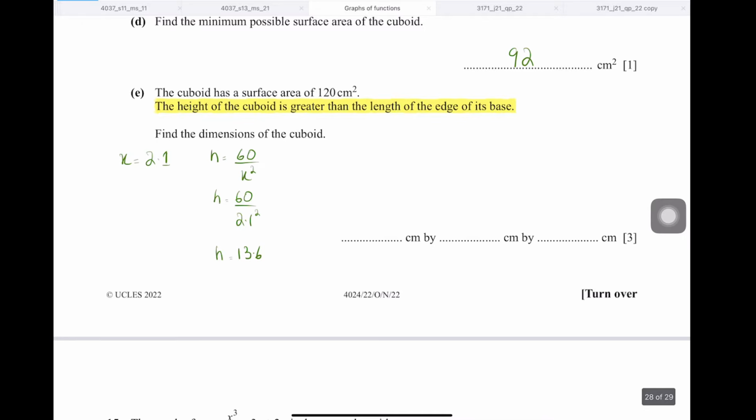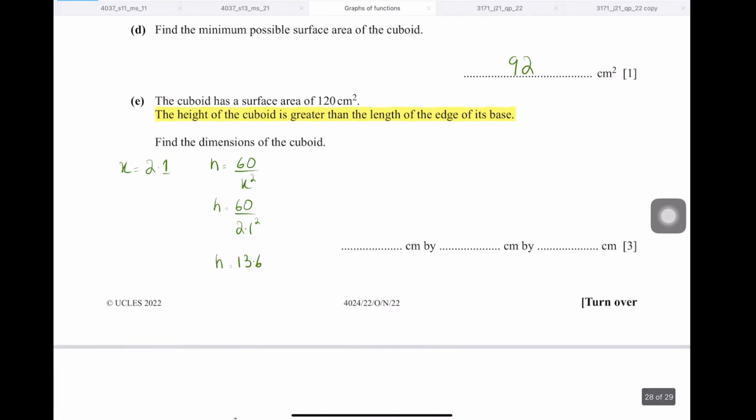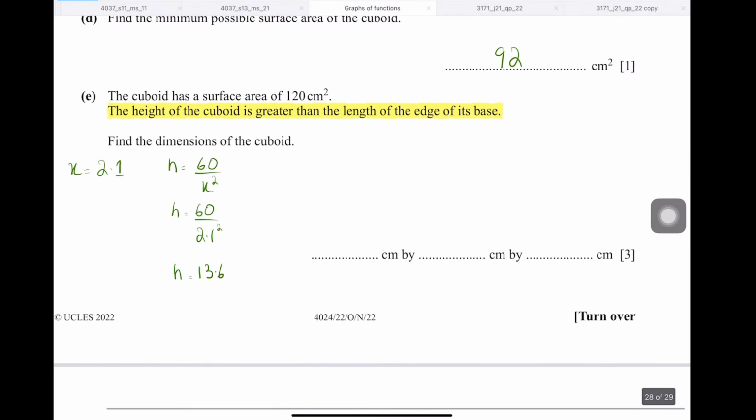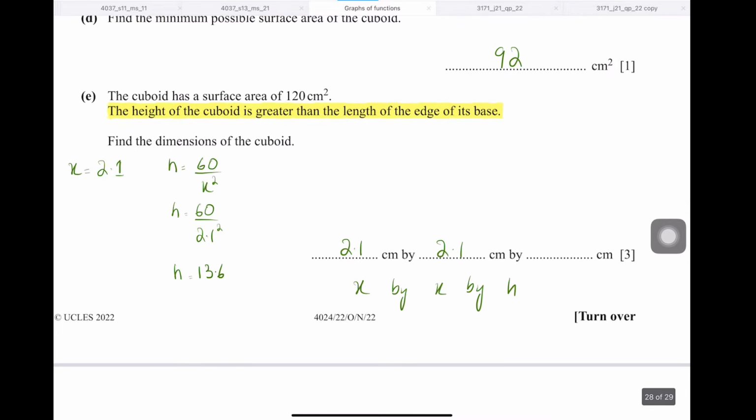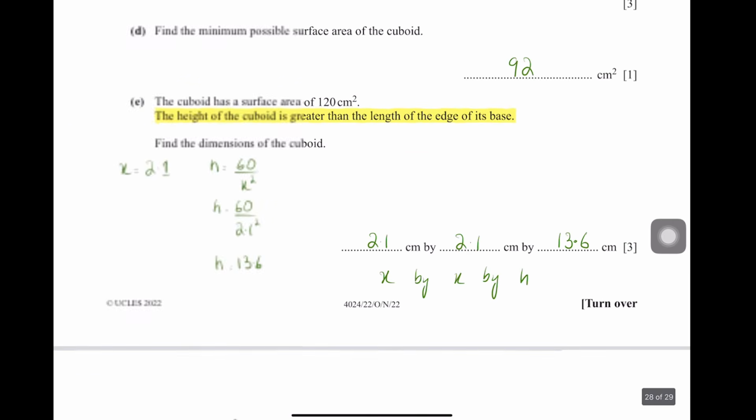Okay, so that is why we're going with this one. I hope everyone understands what I've done over here. Now, let's write down the dimensions. We know that the dimensions are basically x by x by h. So one value would be 2.1, the other value would also be 2.1, and height on the other hand is going to be 13.6.